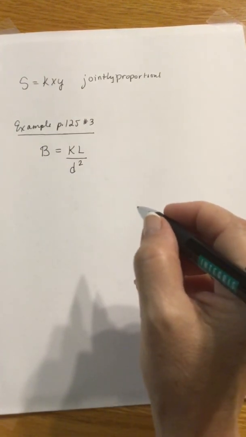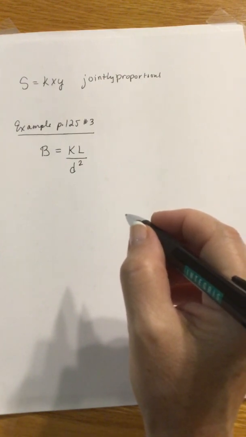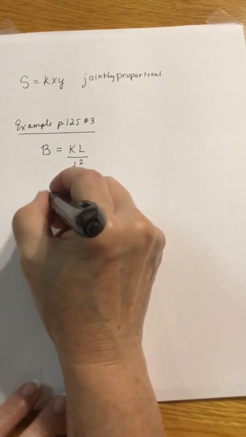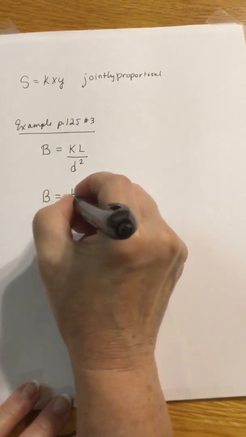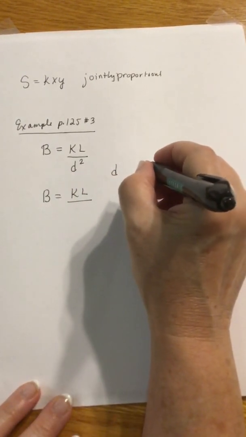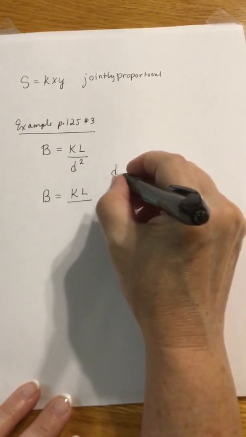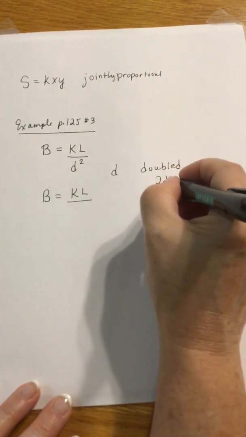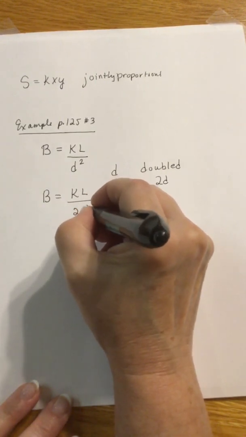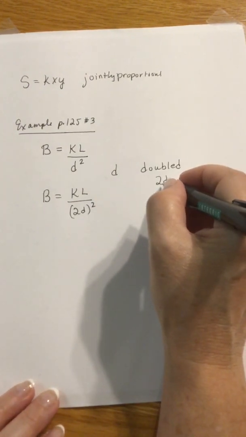So the next question says, if the distance is doubled, by what factor will the brightness change? Okay, so if the distance is doubled, we have B equals KL, but instead of having D, what would it have to look like for it to be doubled? Doubled implies twice what D is. So I'm going to have 2D. So I'm going to plug 2D into the formula for D. So 2D squared. So what happens if it's doubled? Times it by 2, right?